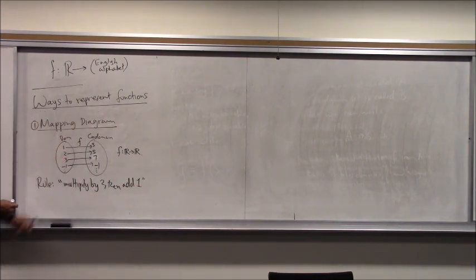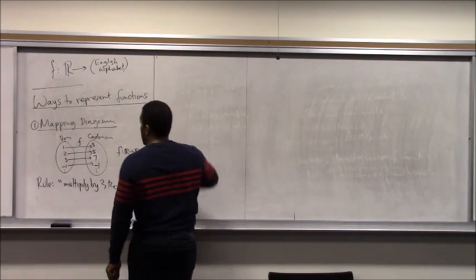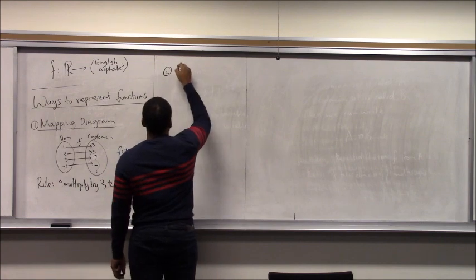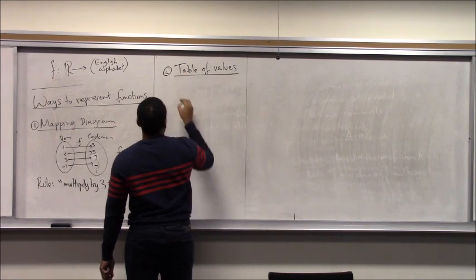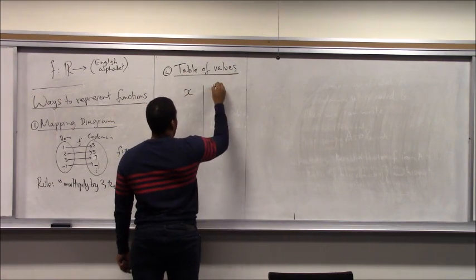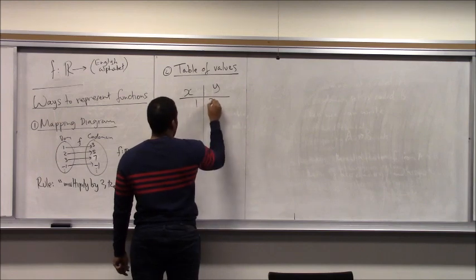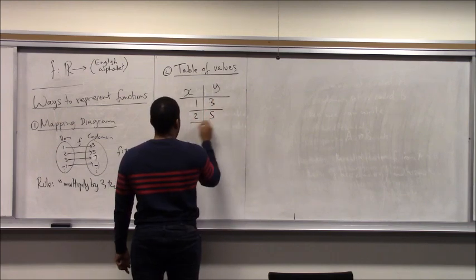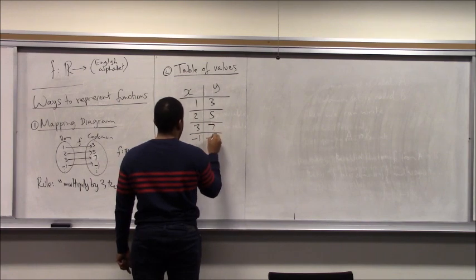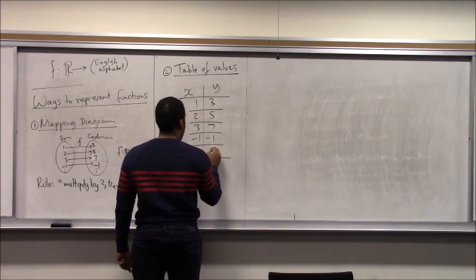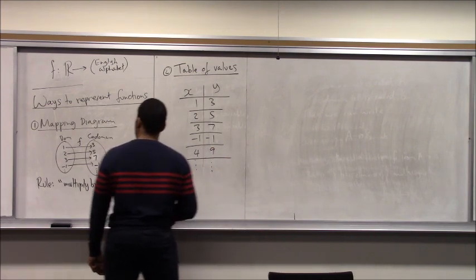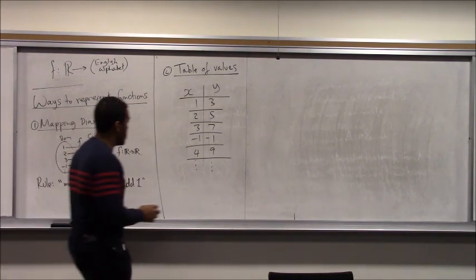I can express that by literally drawing this picture. Sometimes you don't really know what to do with a function. You just draw pictures, start making connections until something becomes evident for you to be able to figure out the rule. Another way to represent a function is a table of values. So in the same way, I could say x and y, and 1 would go to 3, 2 would go to 5, 3 would go to 7, minus 1 would go to minus 1, 4 would go to 9, etc. It's called a table of values. You can see a function that way.